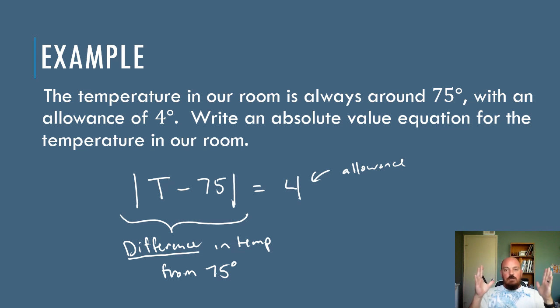And that number over there, that's what we call the allowance, or the give and take. So the absolute value part, t minus 75, tells us how far away we are from the average temperature. 75 is like our normal classroom temperature. Put it in absolute value, so that means we can either be higher or lower, and then tell me what's the most it can change, the allowance. So there's the answer to our question. The absolute value equation for the temperature in our room based on this word problem would be the absolute value of t minus 75 equals 4 degrees.